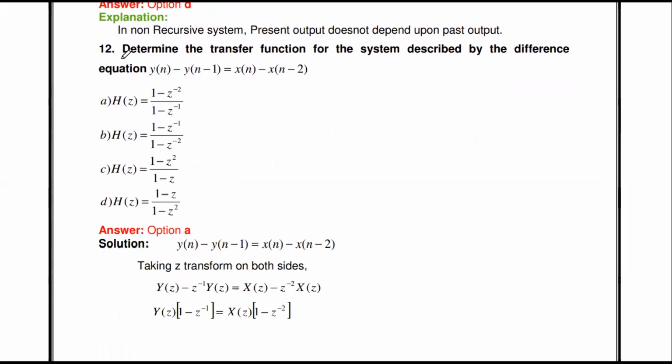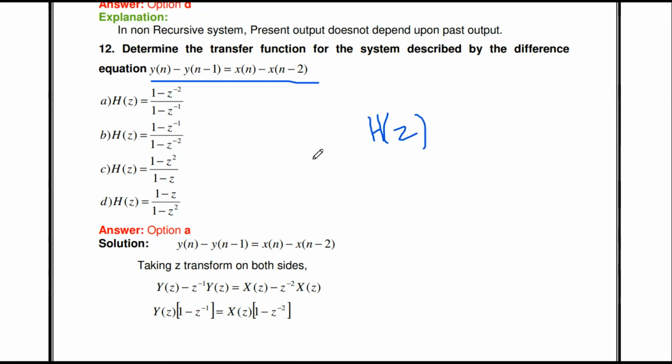Then the next question: determine the transfer function for the system described by the difference equation. Transfer function and system function are both the same. Similar to the first question. Transfer function means capital H of Z. What is meant by capital H of Z? It's the ratio of capital Y of Z divided by capital X of Z.